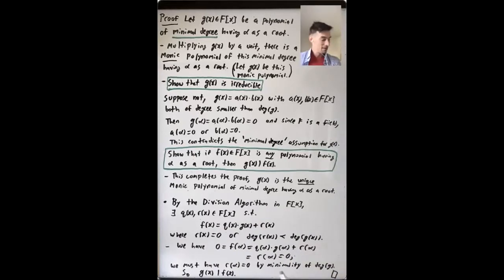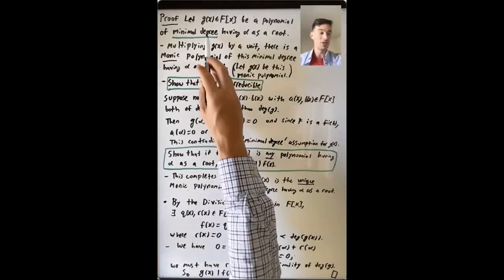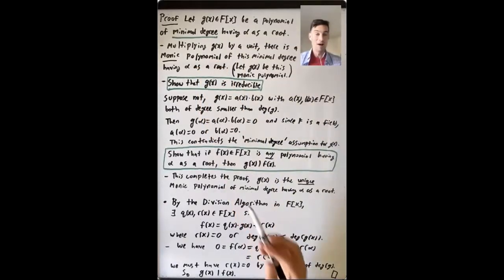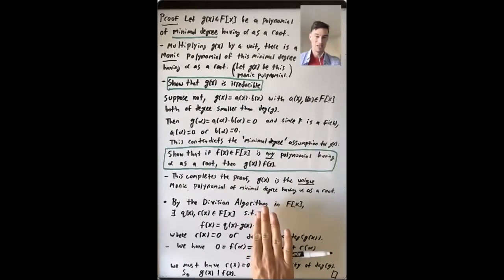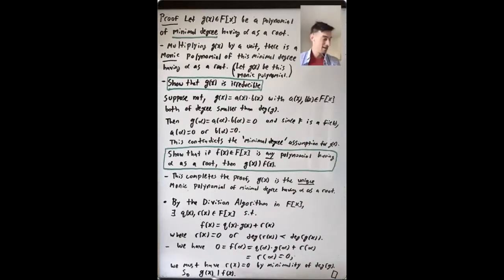And that means that this polynomial r of x must be 0. Because if it's not 0, then it's some non-zero polynomial with degree less than the degree of g, and alpha is a root of r. But by the assumption that g of x had minimal degree among all polynomials in F[x] having alpha as a root, r has to be equal to 0. And once we know r is 0, now we see that g of x divides f of x. And that completes the proof. So I'm going to erase, and then I'll end this video with a couple of quick examples of minimal polynomials.